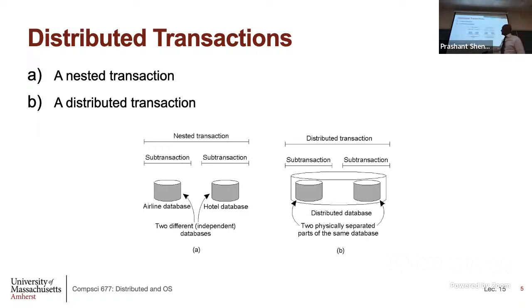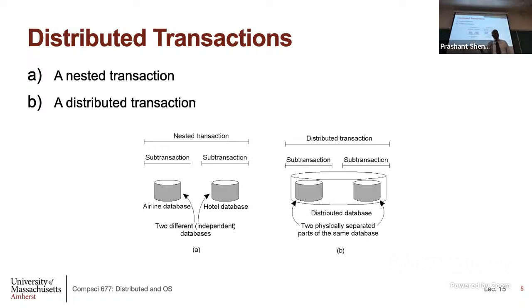So a nested transaction is one where you have a transaction over two independent databases, but you still want your all or nothing property. Very simple example. Again, we'll go back to the travel example. You want an airline booking and you want a hotel booking. If you only have one of those two, your trip is not going to work. Either you can't travel or you can't stay at a hotel if you travel. But these are two different companies which have two different databases. So there's an airline database, and there's a hotel database.